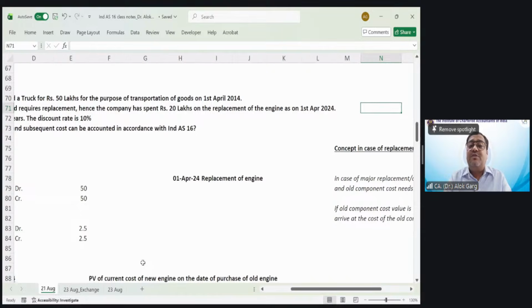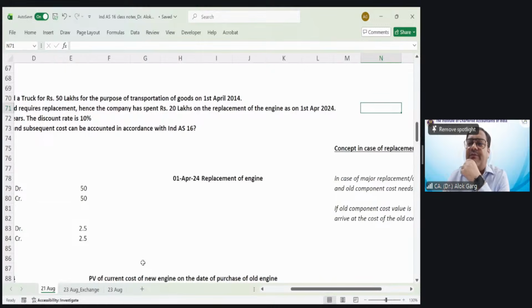Now, my dear friends, whether this 20 lakh has to be charged to P&L or added to the cost of the asset: will we add the 20 lakh to the carrying amount of 25 lakh, or charge it to P&L? We have to add it to the carrying amount of the truck. We have to add this 20 lakh to the 25 lakh.